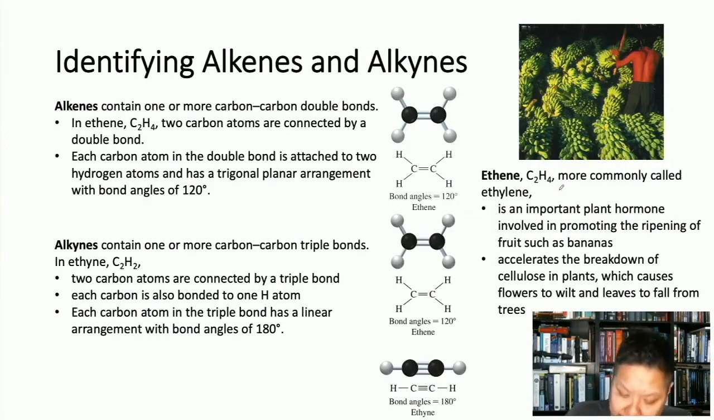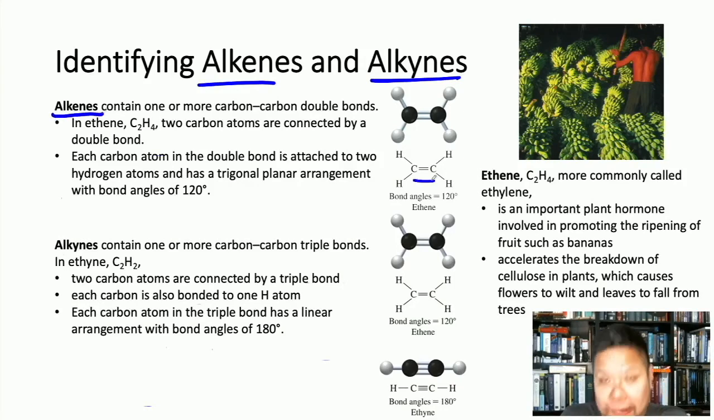Along with alkanes, we have alkenes and alkynes. Alkenes are simply hydrocarbons with double bonds between two carbon atoms instead of single bonds. That makes it so that their arrangement is trigonal planar with bond angles of 120 degrees. A very common alkene is ethene or ethylene, which is C2H4.